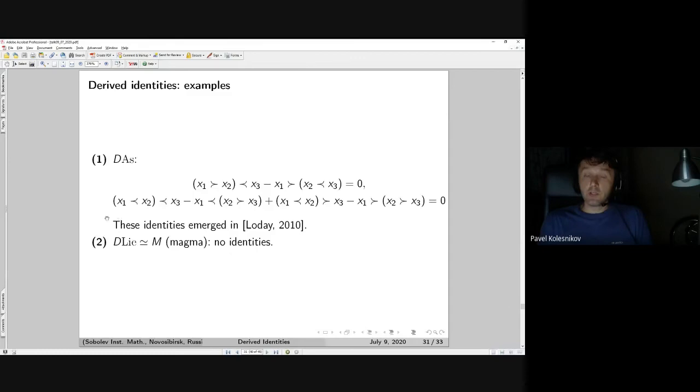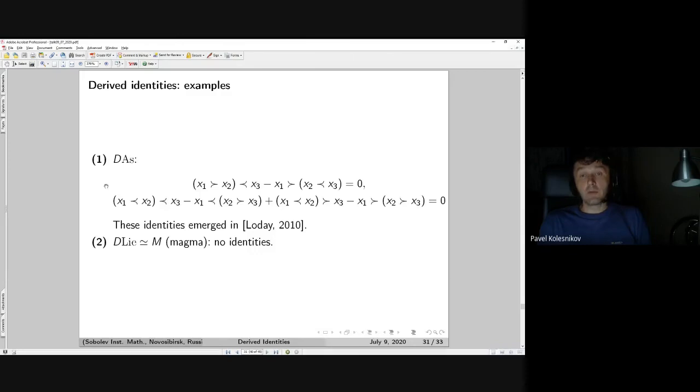These two identities actually emerged in a paper by Lada in the following context. If we have an associative algebra with a derivation, then these two identities for the left and right multiplications hold on the derivation algebra, the differential algebra. We may say now that there are no other identities that hold on differential associative algebras, only these two.